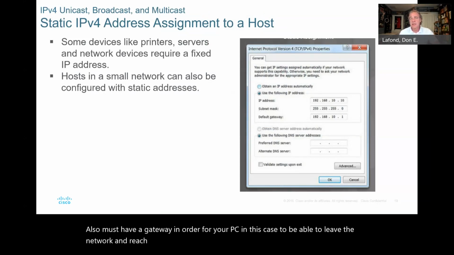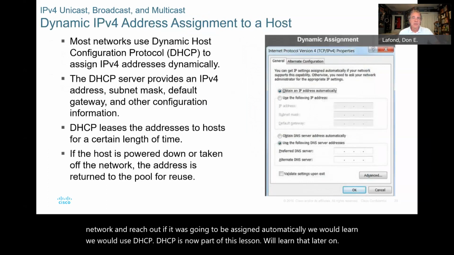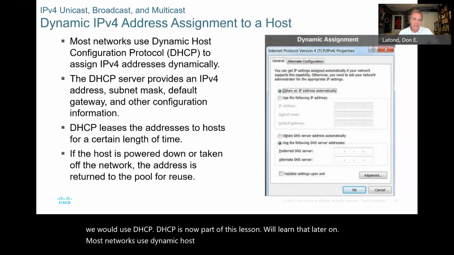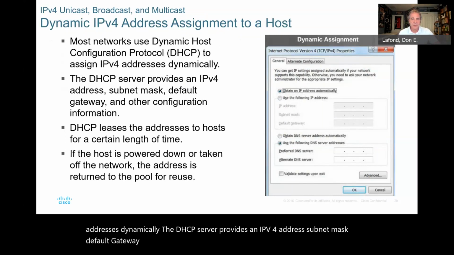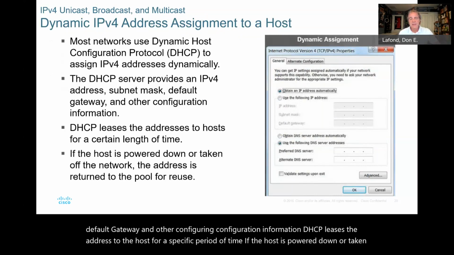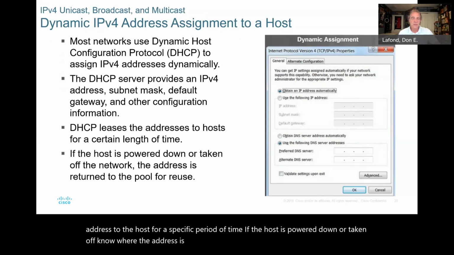If it was going to be assigned automatically, we would use DHCP. DHCP is not part of this lesson. We'll learn that later on. Most networks use Dynamic Host Configuration Protocol, DHCP, to assign IPv4 addresses dynamically. The DHCP server provides an IPv4 address, subnet mask, default gateway, and other configuration information. DHCP leases the address to the host for a specific period of time. If the host is powered down or taken off network, the address in use is returned to the pool.